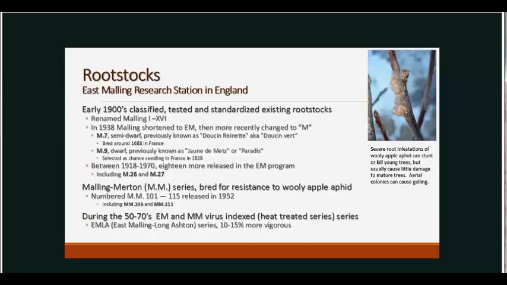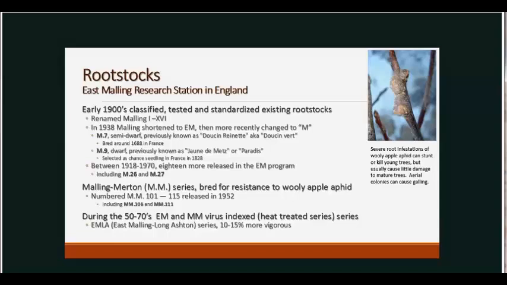The M27 is a super dwarf, not as common. It's really considered a little bit too small for commercial production, but if you want a really, really little tree, M27 is still available in some nursery settings. And when we come to this program, the Malling program in the 50s through 70s, they worked together with the Long Ashton group and virus indexed all of the other Malling.